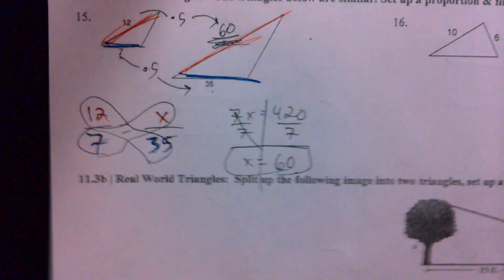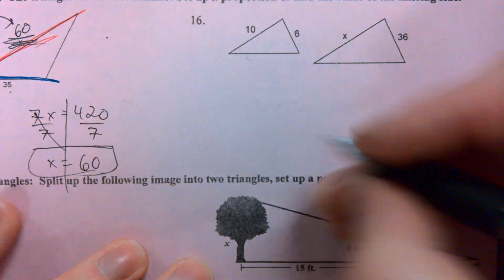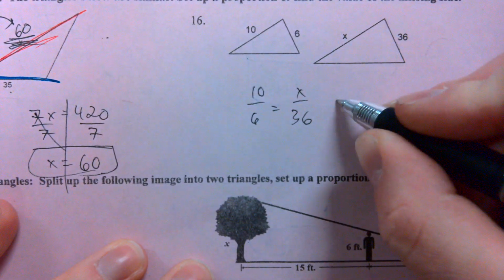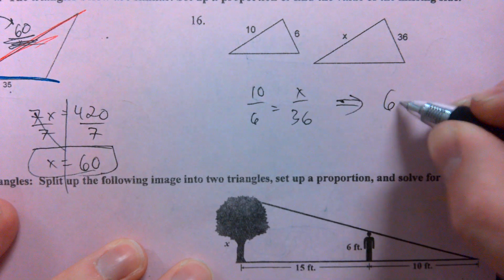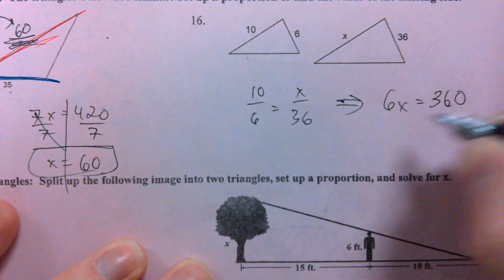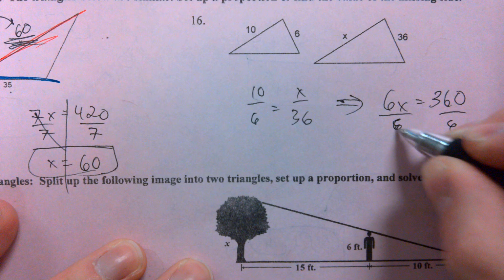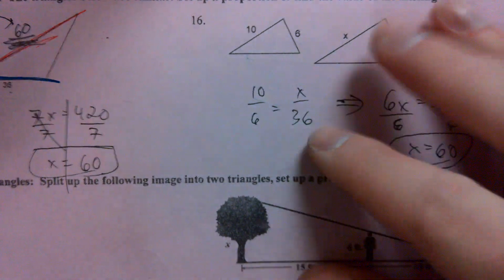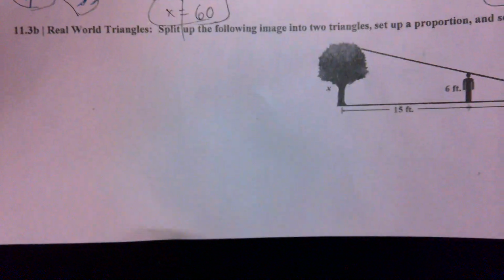All right, two more. Number 16, same thing. I've got 10 over 6 equals x over 36. 6x equals 360. Divide by 6, x equals 60 again. All right. Now the last one, there's not even a number on here. Also, someone pointed out, I completely forgot about numbers 13 and 14, but that's okay. This last one will just be 17.